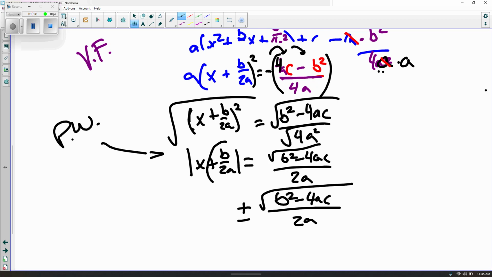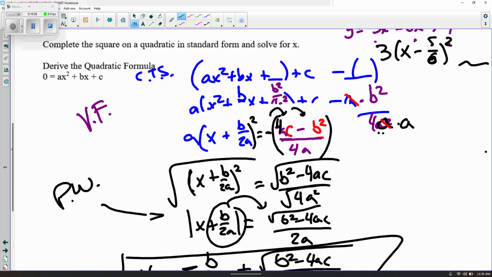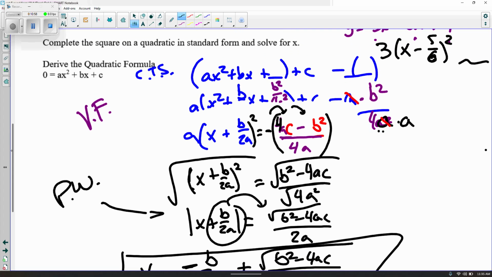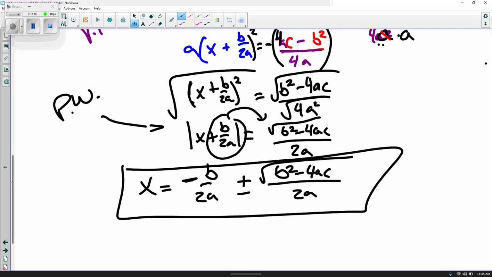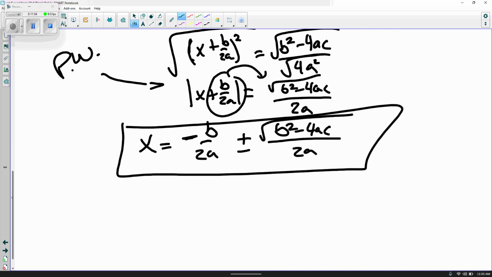Just go ahead and shorten it out. What will you do with the b over 2a? Subtract it to the other side. What did we just figure out? Quadratic formula. You don't have to memorize it, okay? If you know how to complete the square and solve it, you can have your quadratic formula anytime you want. You just have to do everything we just did.